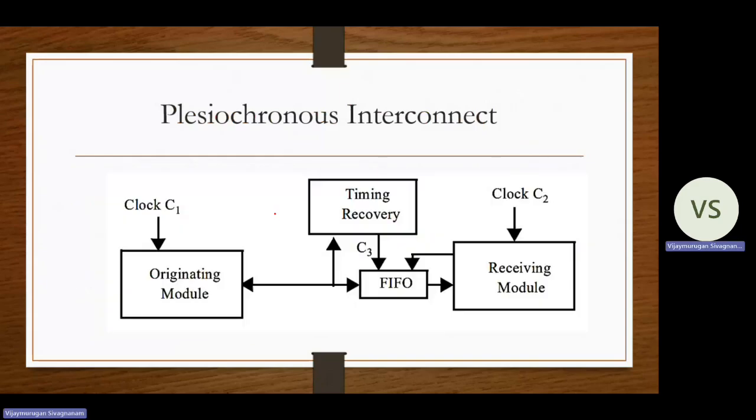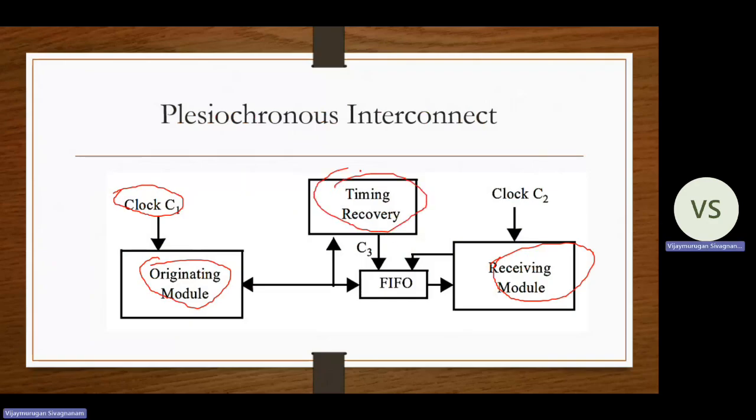So it's a simple block diagram for an isochronous interconnect. Here, this is the originating module, the transmitter module. This one is the receiving module. These two modules have different clock pulses, generated by different crystal oscillators. This is the clock C1. This is the clock C2. C1 is applied to the originating module, and C2 is applied to the receiving module.